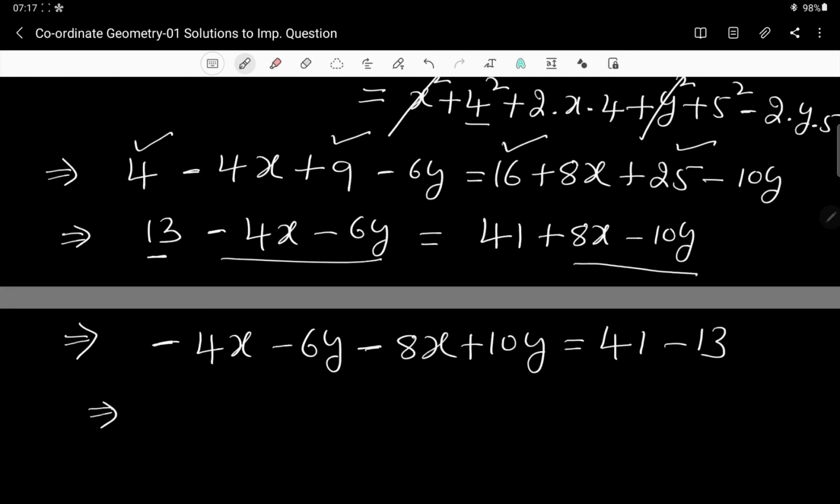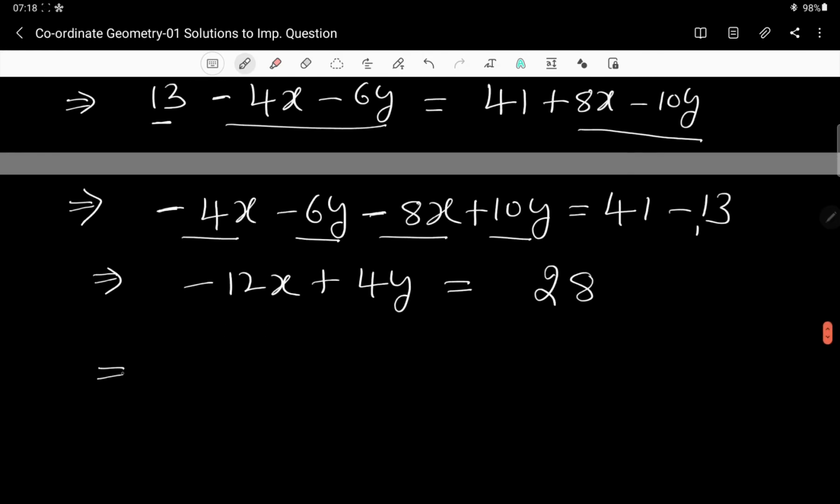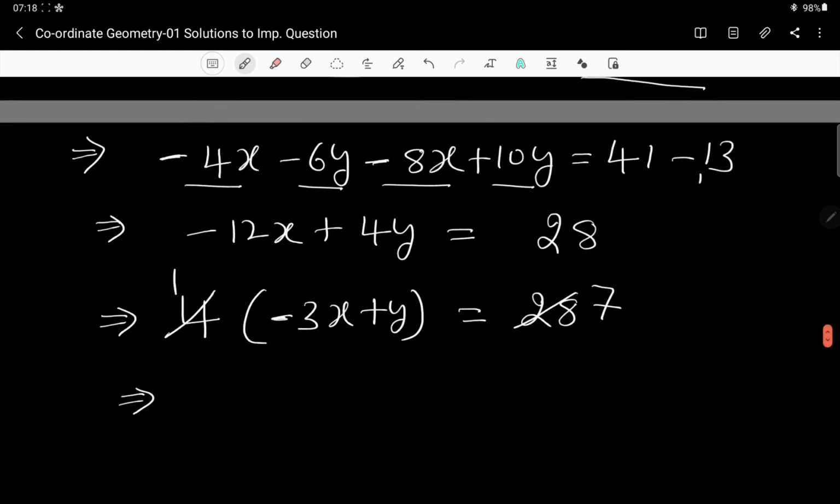All right, so minus 4x minus 8x is minus 12x. Then minus 6y plus 10y is plus 4y, and that is equal to 11 minus 3, 18, 1 is the carry, 4 minus 2, 28. Okay, now afterwards if you want to reverse it, otherwise you can take 4 common here. If you take 4 common, what is remaining here? Minus 3x, right? So minus 3x plus y is equal to 28 divided by 4, 4 sevens are 28. So this one you can write as minus 3x plus y is equal to 7.